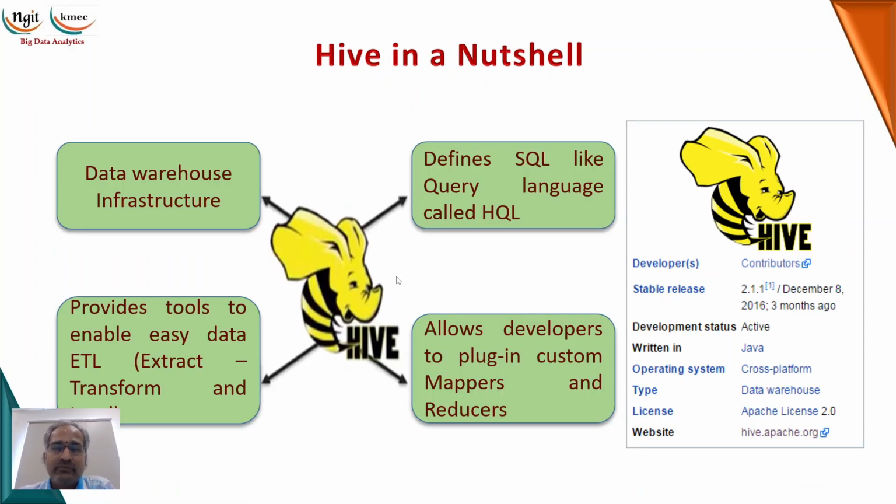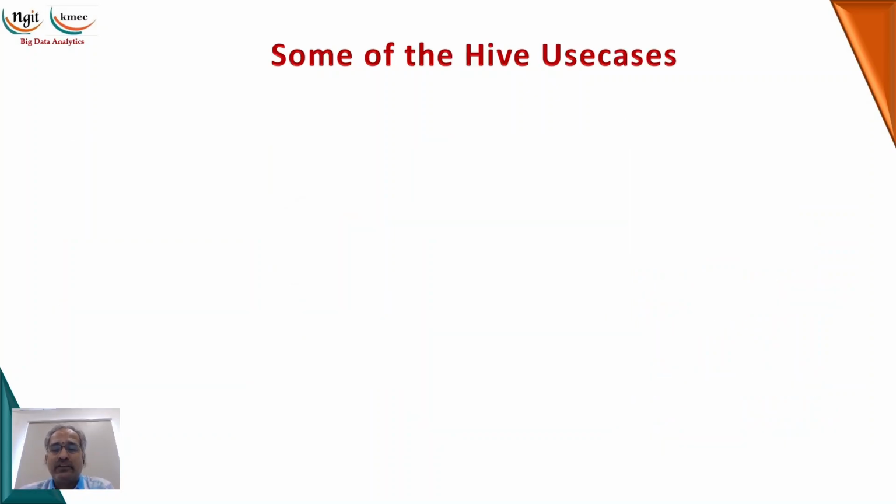So what can we do with Hive? It is a data warehouse infrastructure, and it defines the SQL-like query called HQL, Hive Query Language. It allows developers to develop plugins by using mappers and reducers, which we call UDFs. And it provides the tools to enable the extract, transform, load ETL processes. These are the various facilities provided by Hive.